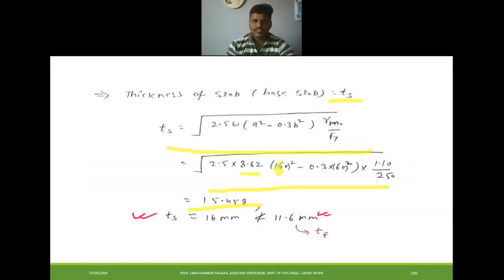And we know that this value should not be less than the thickness of the flange. This value should always be greater than the thickness of the flange. Thickness of the flange from the steel handbook is 11.6 mm. Therefore, it is greater than 11.6. But here I have taken the thickness of the steel plate as 16 mm. Now with this we have calculated the length and breadth of the plate, and also the thickness of the plate.